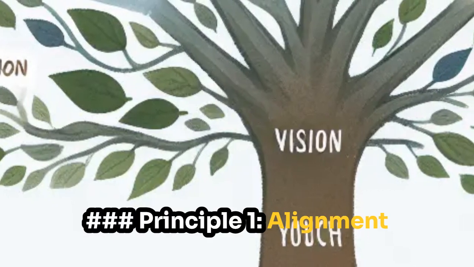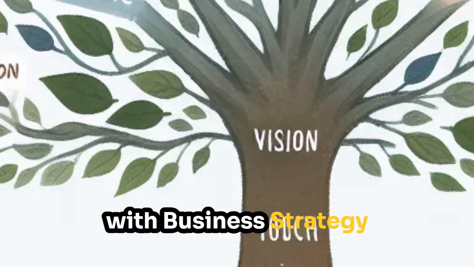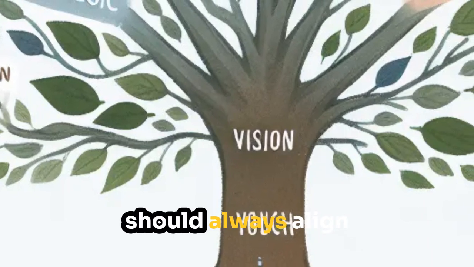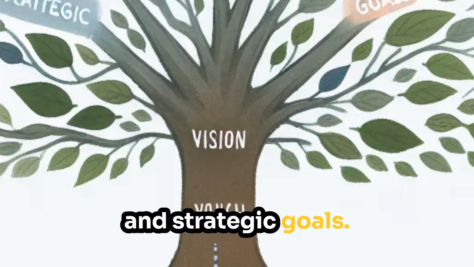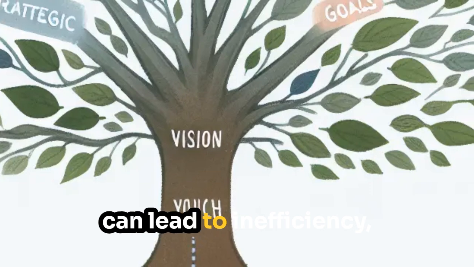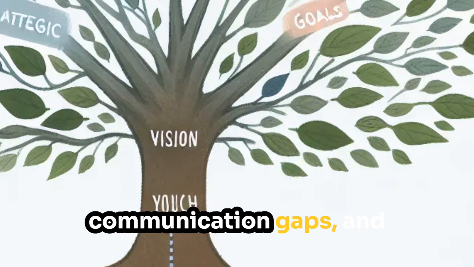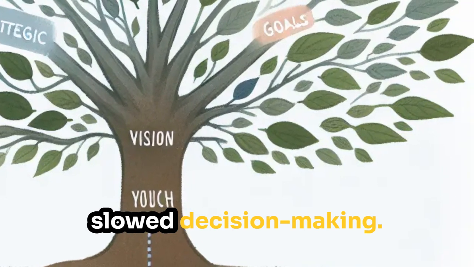Principle 1. Alignment with business strategy. Organizational design should always align with your company's vision, mission, and strategic goals. A misaligned structure can lead to inefficiency, communication gaps, and slowed decision-making.